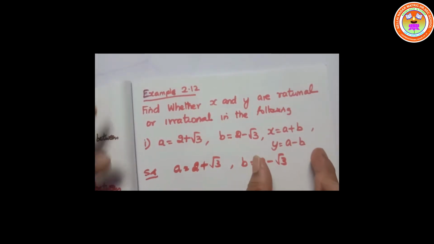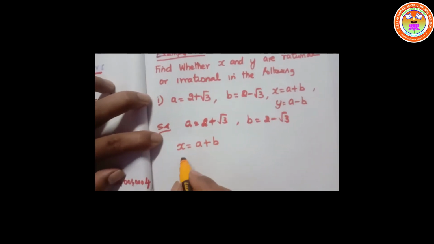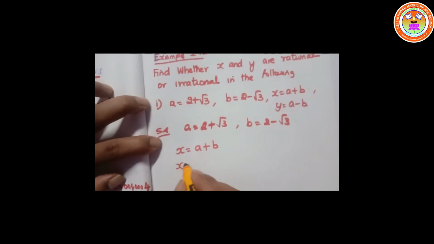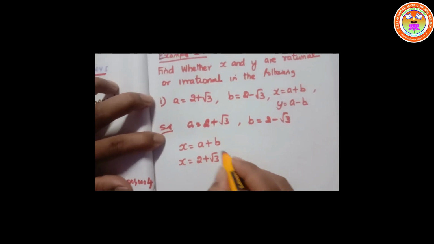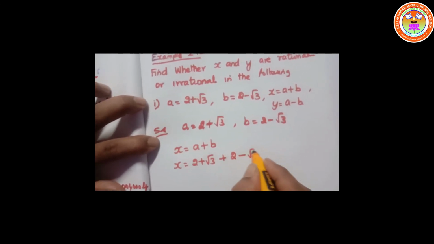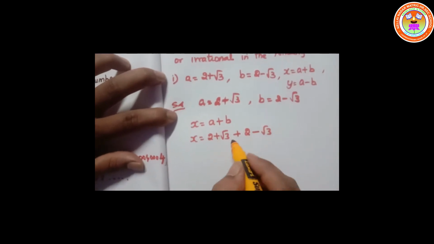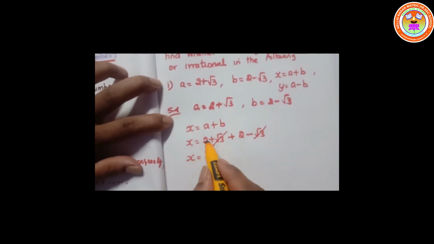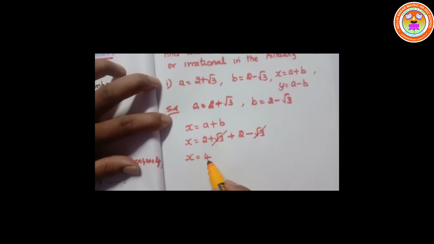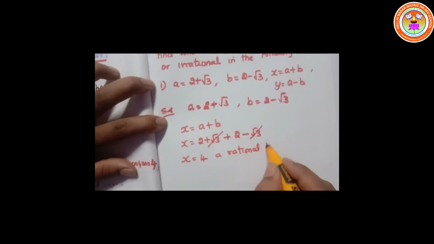It's clear, children? So first, the question is, x is equal to a plus b. X is equal to what? A plus b. Right. X is equal to, a value is what? 2 plus root 3. 2 is a rational number, root 3 is an irrational number. Plus b is what? 2 minus root 3. Now when you add, see children, plus root 3 and minus root 3 is there. So when you eliminate, what do you get? X is equal to 2 plus 2, 4. 4 is what number? Yes, it is a rational number.